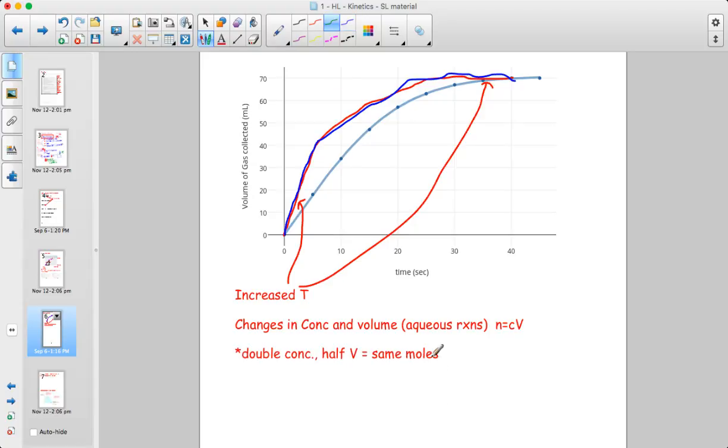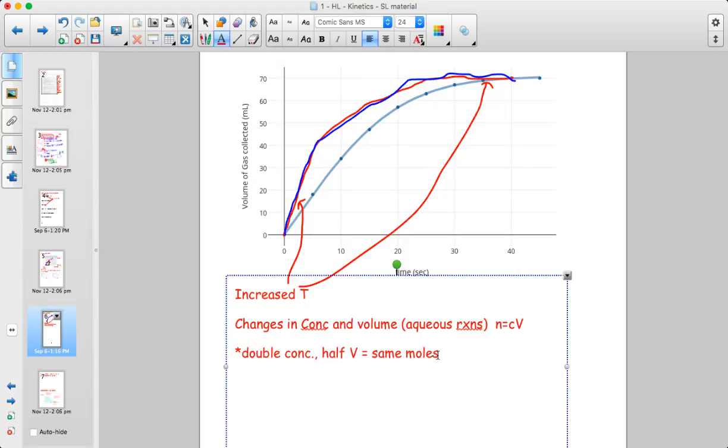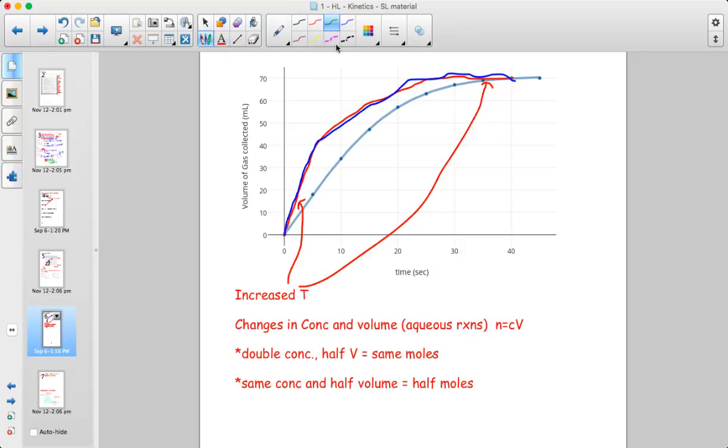Now, if they did the same concentration and half volume, now we'd have half the moles, right? So it would go up at the same initial rate as the original line, because it's the same concentration, but then it would level off at like 35, because this is at 70, so we should try to be pretty precise that this is where it's going to end.